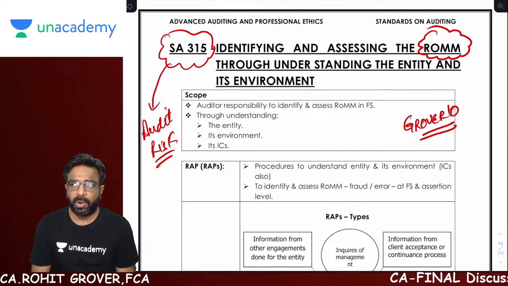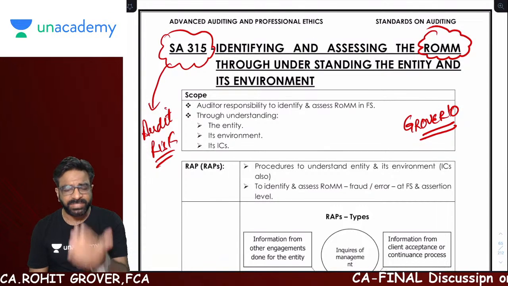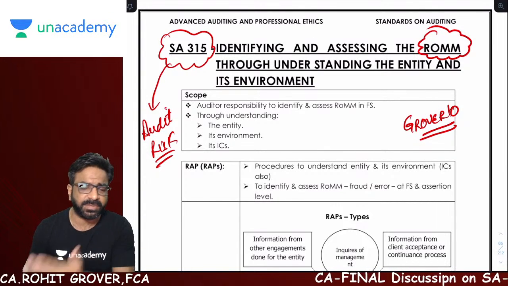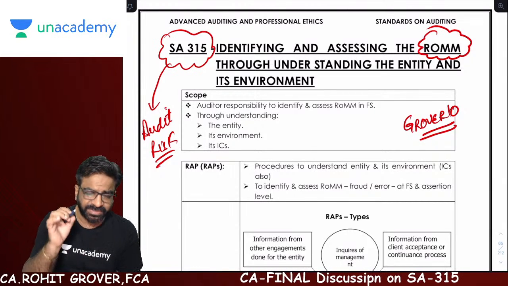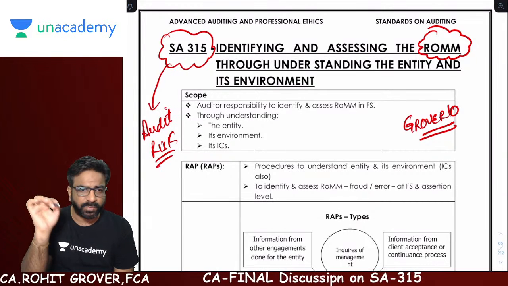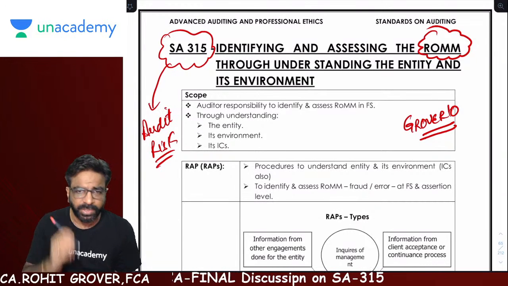Are you getting the point? Audit is nothing but an opinion based upon persuasive evidences rather than what? Conclusive evidences. There also the risk factor is very high. So SA-315 actually revolves around one topic called what? Audit risk. So what do you mean by audit risk?